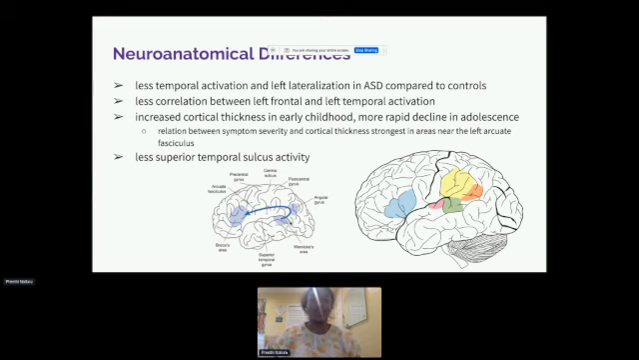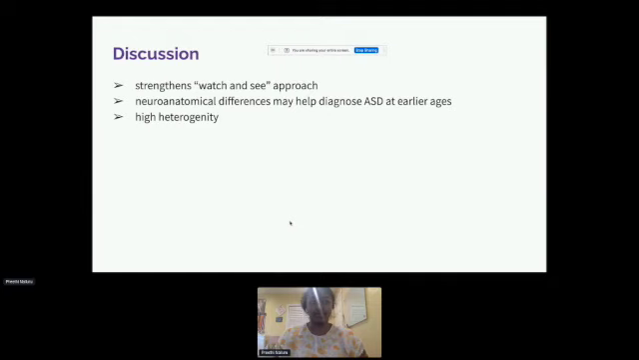The superior temporal sulcus is important for understanding eye gaze and also understanding the intention of another person's action, which is also impaired in children with ASD. So what I mentioned before is all important because it strengthens the watch and see approach. The watch and see approach is monitoring development over short periods of time and implementing intervention as soon as a problem is seen. So earlier intervention is important, right?